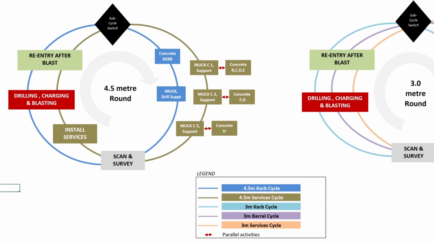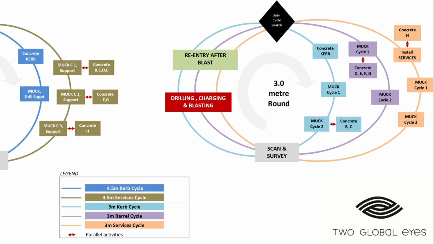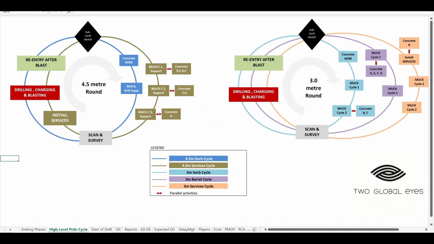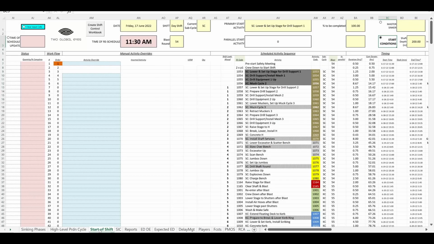Because shaft conditions vary as sinking progresses, the project may need more than just the 4.5 meter cycle to accommodate those changing conditions. For example, there could be an alternative cycle based on a 3 meter blast round, made up of 3 shorter subcycles: the light blue curb cycle, the purple barrel cycle, and the orange services cycle. With that in mind, let's go to the Start of Shift tab to start scheduling.